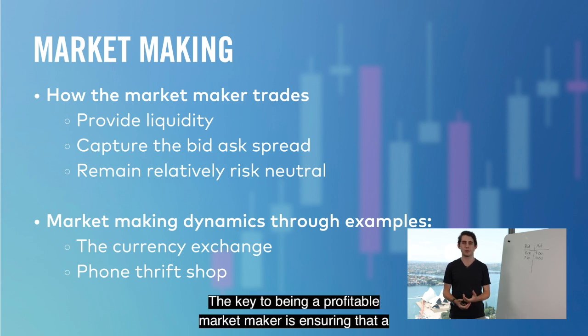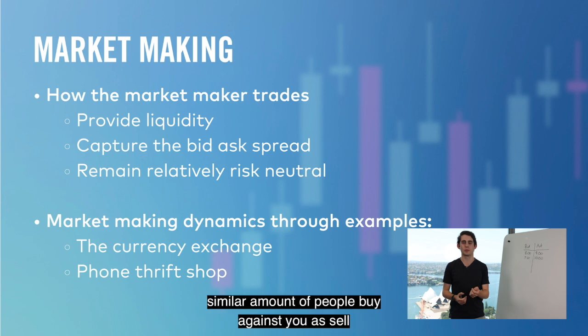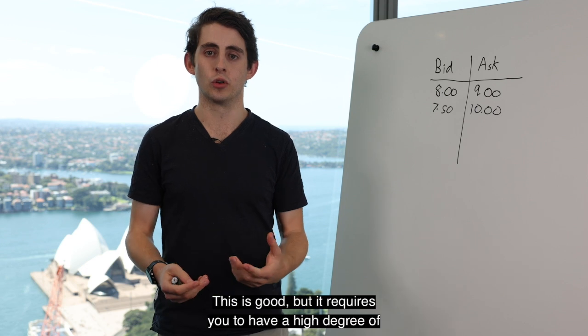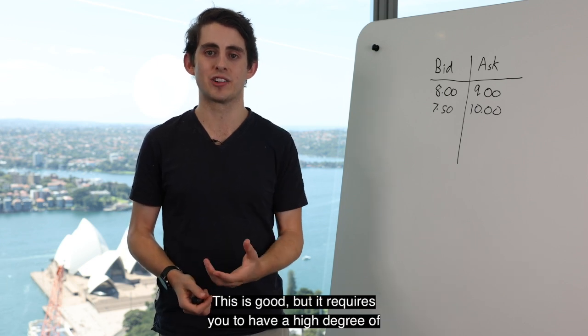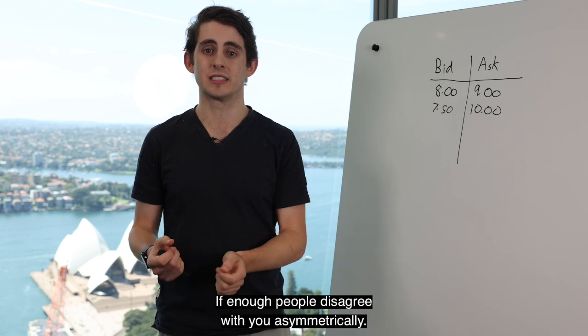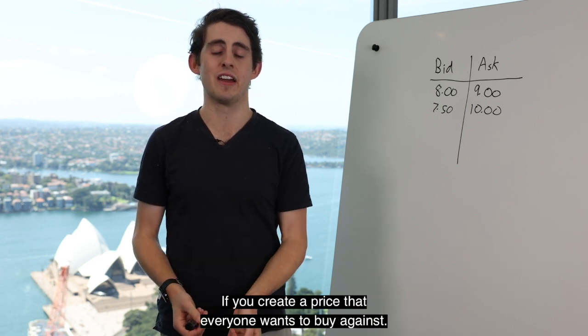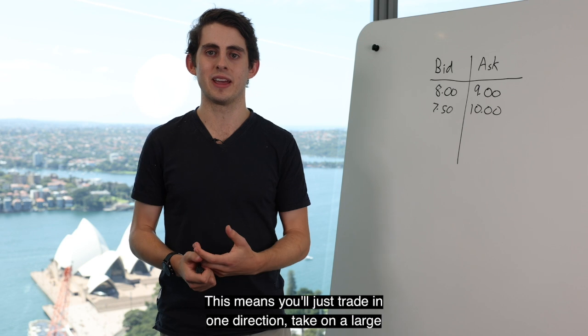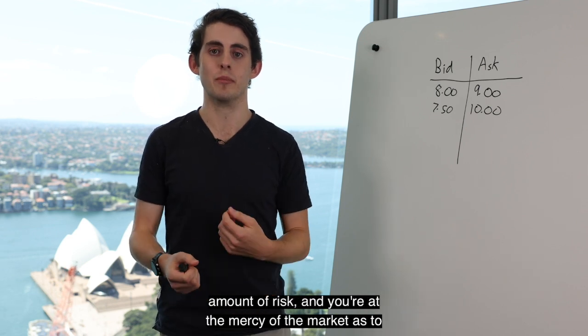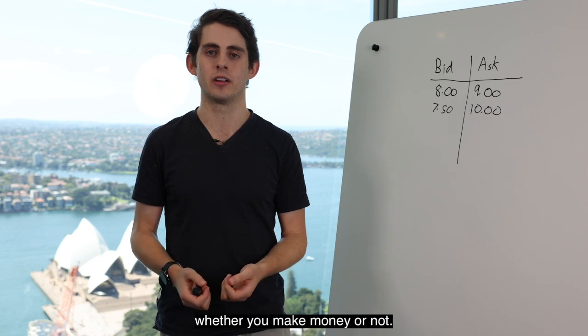The key to being a profitable market maker is ensuring that a similar amount of people buy against you as sell against you. So you can capture the bid-ask spread, make some money by doing that, and then stay relatively risk neutral. This is good, but it requires you to have a high degree of confidence in your pricing. If enough people disagree with you asymmetrically, if you create a price that everyone wants to buy against, this means you'll just trade in one direction, take on a large amount of risk, and you're at the mercy of the market as to whether you make money or not.